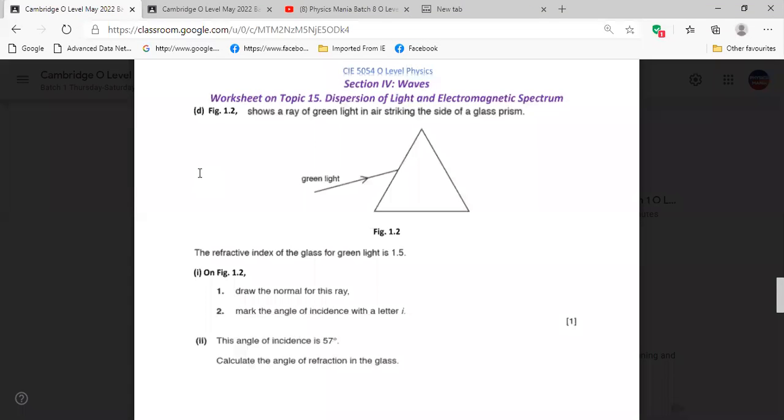Are you using a laptop, Farabi? Hello, Farabi. Are you using a laptop? Can you repeat? No, sir. You are using a mobile phone. So how can you draw the normal? Where will you show the normal? Can you sketch here on the diagram?